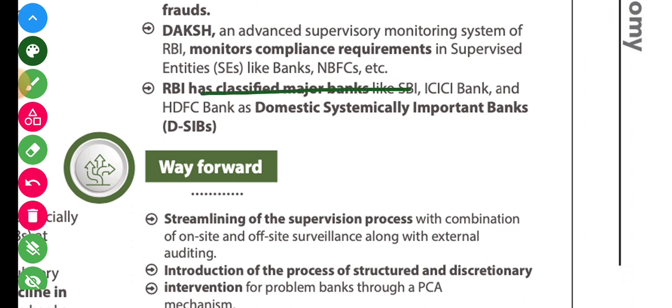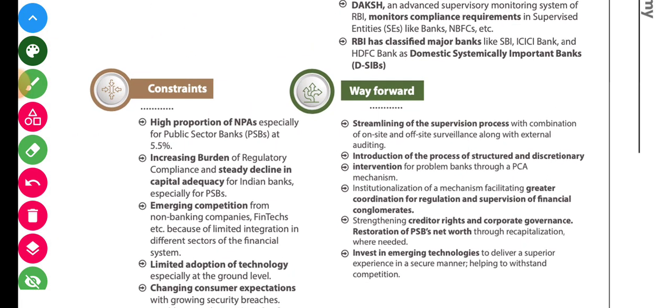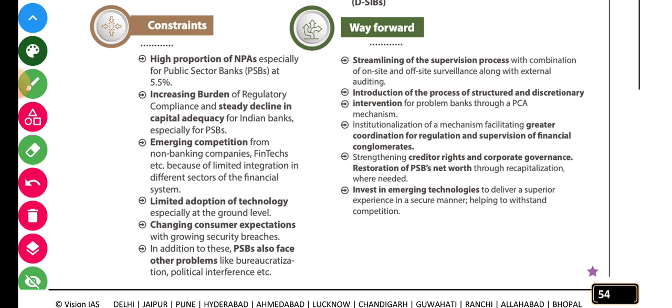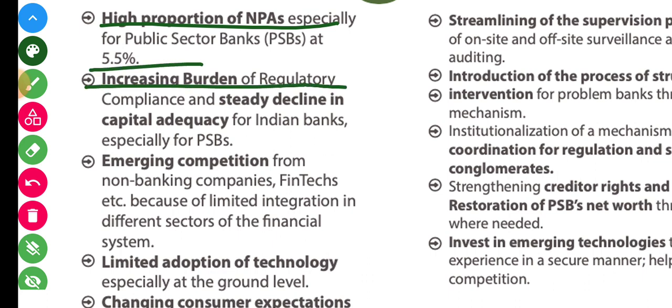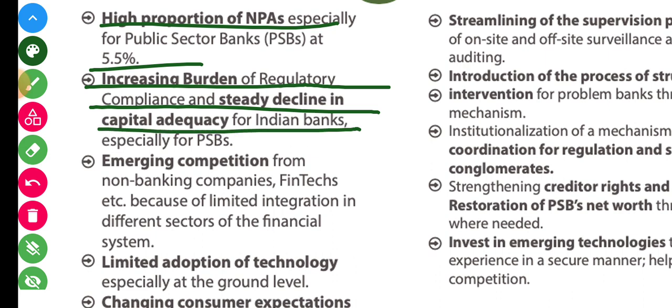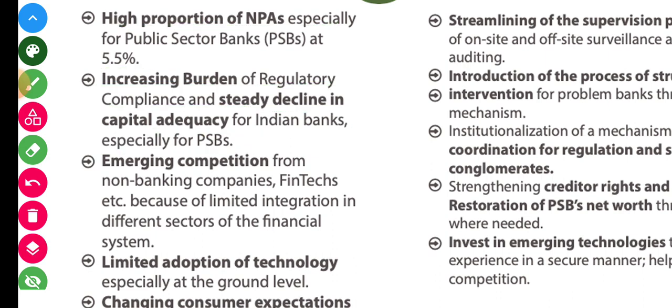RBI has classified major banks like SBI, ICICI and HDFC Bank as domestic systemically important banks. What are the constraints for the banking system? High proportion of NPAs at 5.5%, increasing burden of regulatory compliance and steady decline in the capital adequacy for Indian banks, especially for the public sector banks. So keep this in mind.